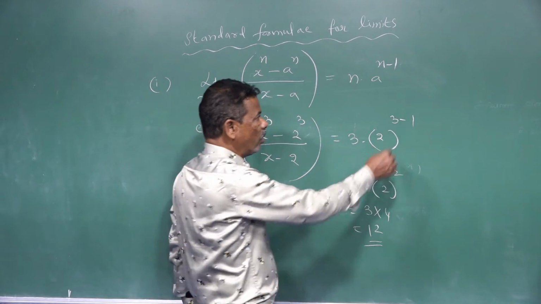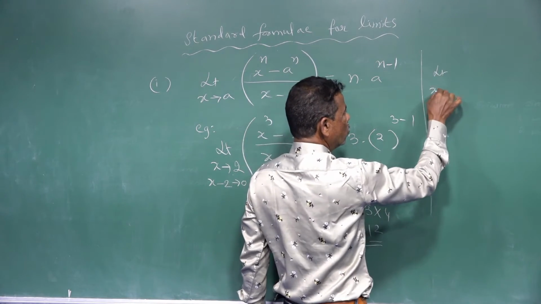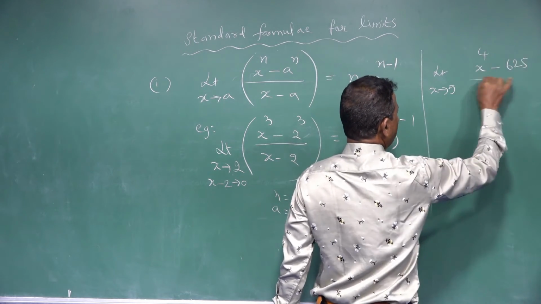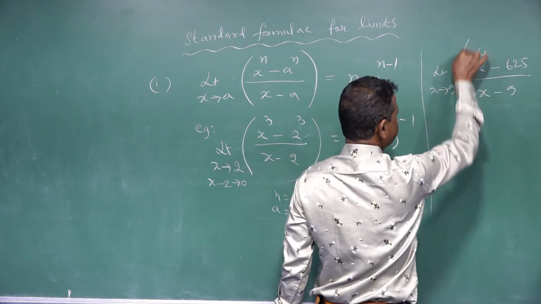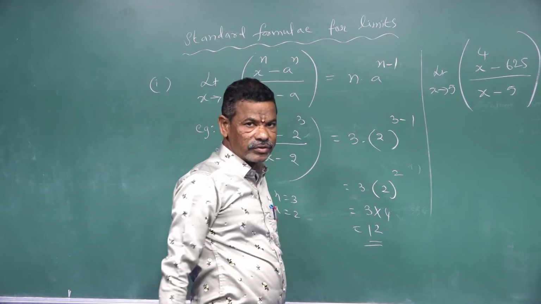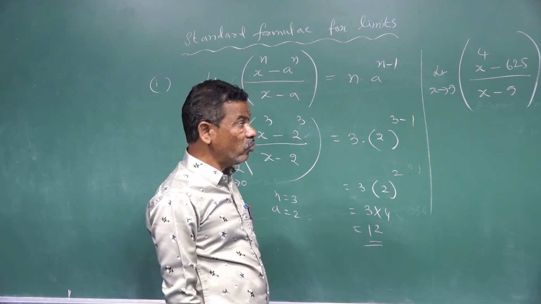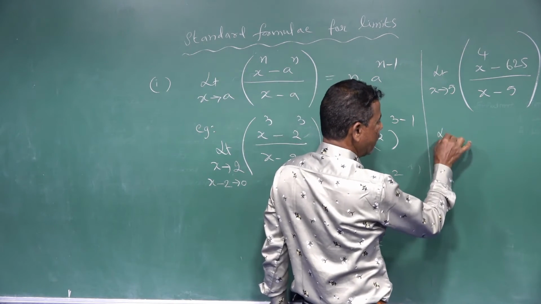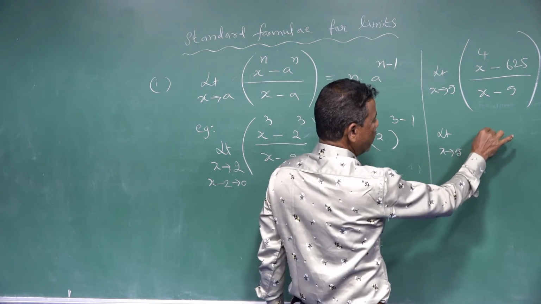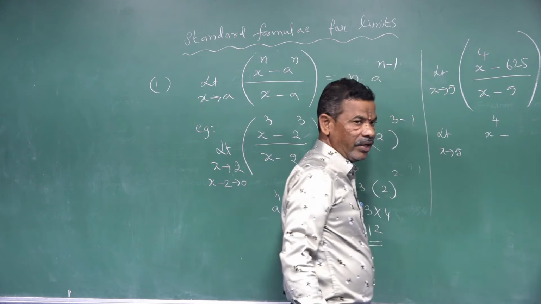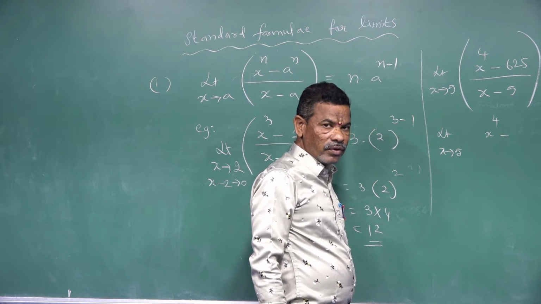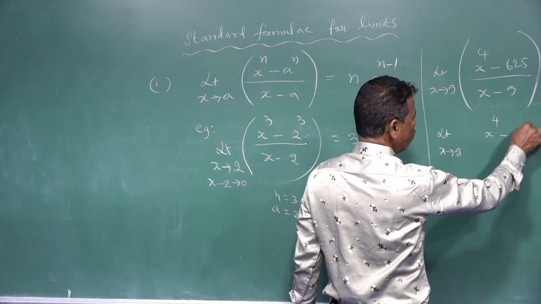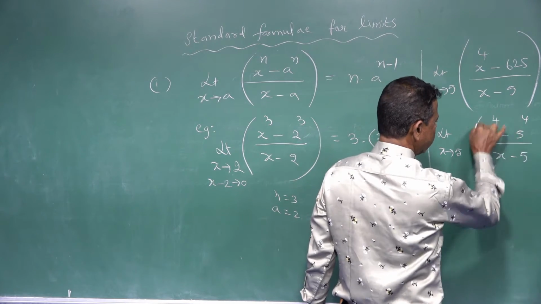Now coming to another problem. Limit x tends to 5 of x to the power of 4 minus 625 by x minus 5. This is the function. We apply the limit x tends to 5, not equal to 5, but reaching 5. This 625 is 5 to the power 4: 5 squared is 25, 25 squared is 625. So it is also written as x to the power 4 minus 5 to the power 4 by x minus 5.